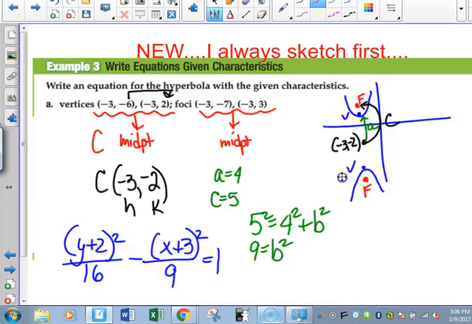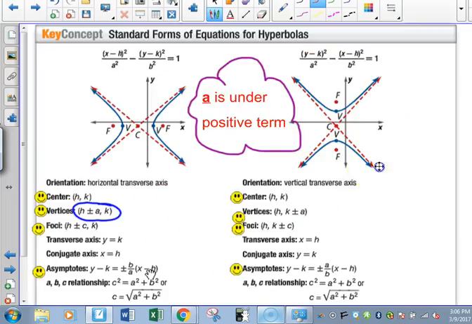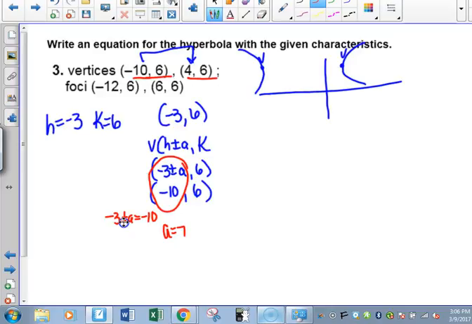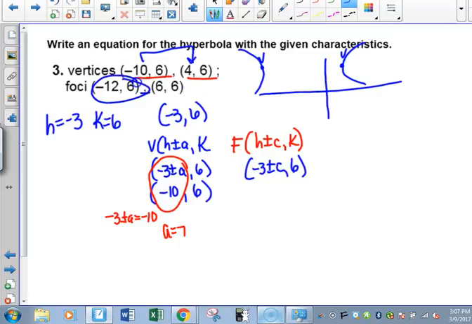All right, the other thing from the sheet was that the foci are H plus or minus C comma K. So the foci are at H plus or minus C comma K. And we know this is negative 3 plus or minus C comma 6. And one of the foci was at negative 12, 6. If I write that down here.